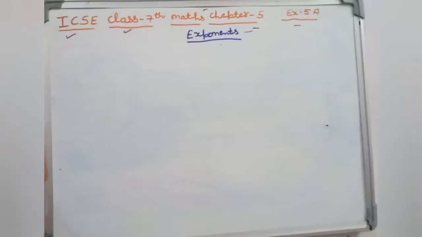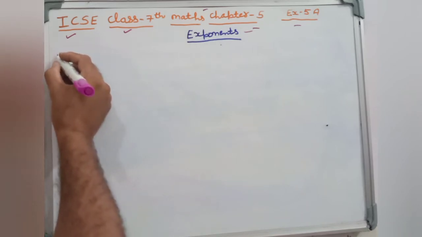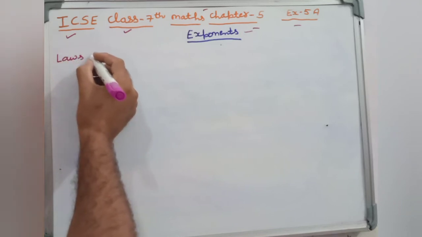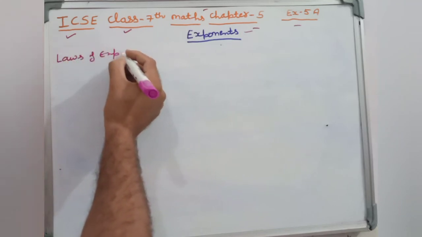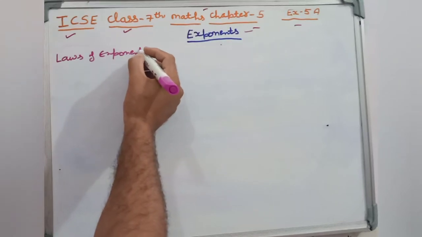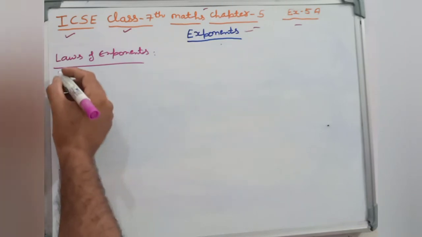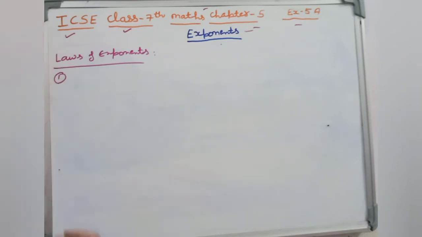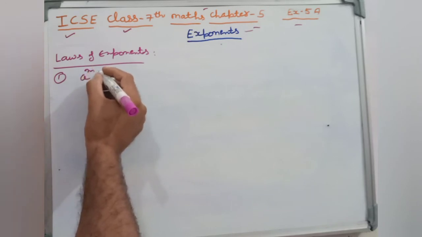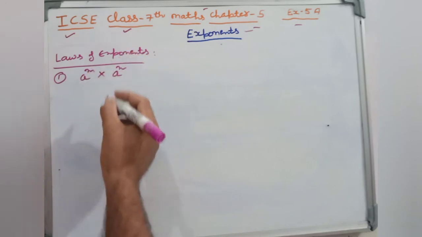Now we are going to start the different rules involved in it, that are called laws of exponents. There are certain laws on which exponents move, so we will do them here. What are these laws? Number first is a raised to power m multiplied by a raised to power n.